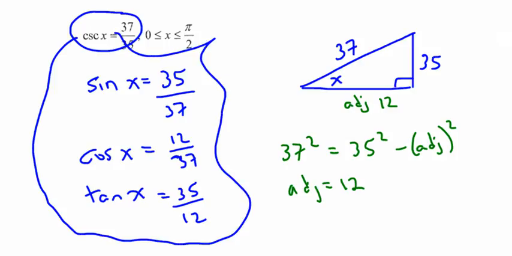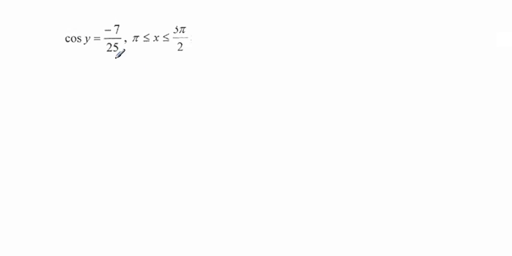And now let's do the same thing for angle Y. Here's what we know about angle Y. We know that it is the ratio -7 over 25. It's the cosine. And we know that it's in quadrant 3, where only tan is positive. So I'm just going to make a little reminder note here.